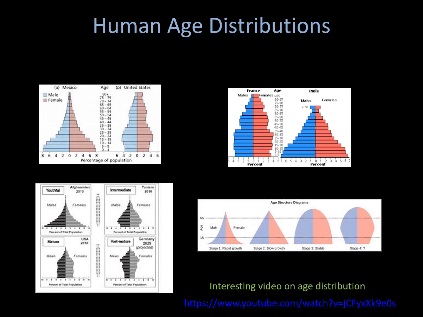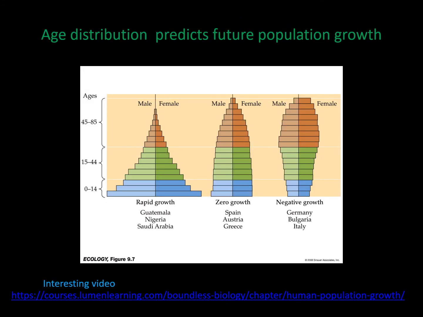And this is what age distributions look like for humans. And you'll notice, for example, in Mexico or the United States or France or India, the age distribution will actually predict the future population growth of a particular species. For example, rapid growth in these age distributions that are very heavily weighted in young. We get into zero growth, we see that age distribution is pretty much linear up to middle age and then slow mortality.